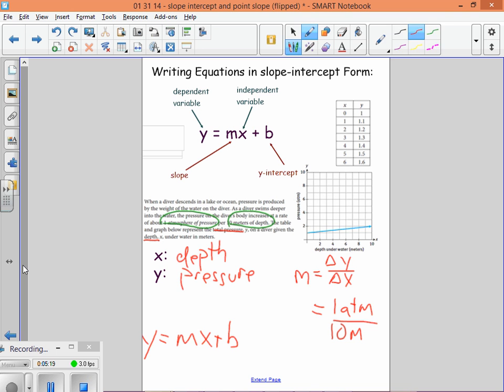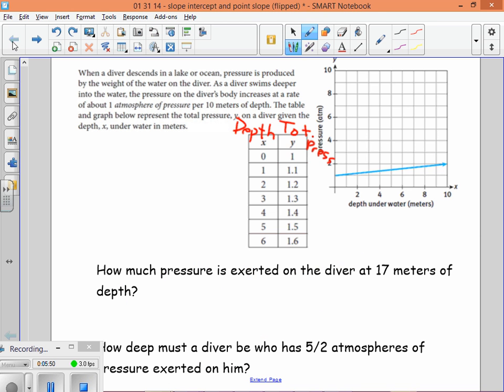So once I have that, it's not too hard from the graph to find my y-intercept, which is just right there where it intersects the y-axis. And so I come up with the equation y equals m, which is 1/10, times x plus b, which is 1 from the graph that I see. Okay? Once I have that, I can then go back to the previous slide and answer these questions.